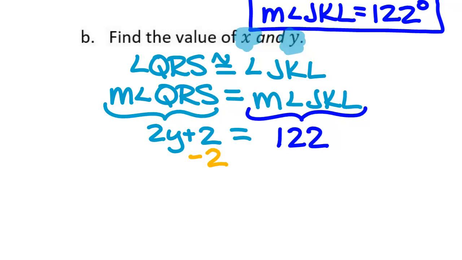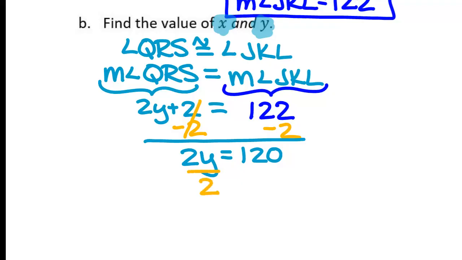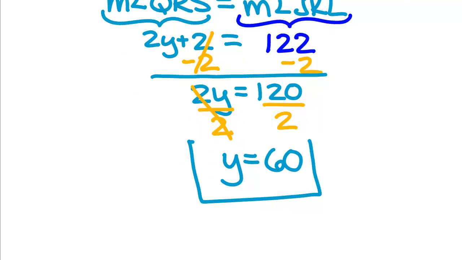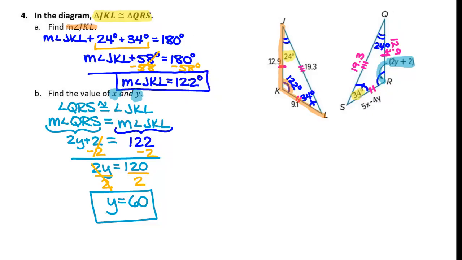I'm going to subtract 2 from both sides. That gives me 2y equals 120. And then I'm going to divide both sides by 2, which means y equals what? 60 degrees. Y equals 60. Not necessarily degrees, because y isn't an angle all by itself. It's part of the expression for the angle. All right, so there's y.